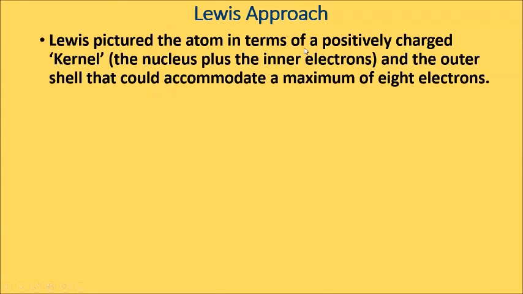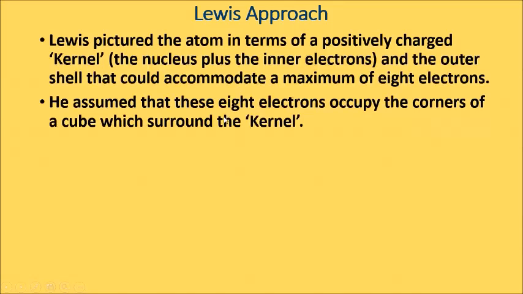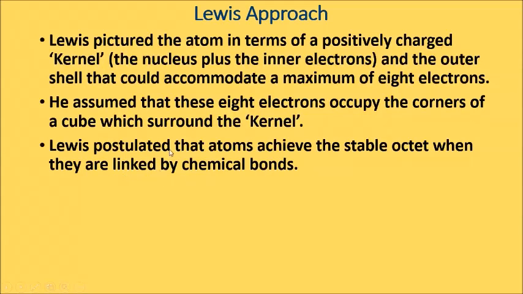Lewis pictured the atom in terms of a positively charged kernel. Kernel is what? The nucleus plus the inner electrons. And the outer or valence shell can accommodate a maximum of 8 electrons. He assumed that these 8 electrons occupy the corners of a cube surrounding the kernel, and he postulated that atoms achieve a stable octet. Octet means 8, the stable configuration. So when they are linked by chemical bonds, they will have an octet.